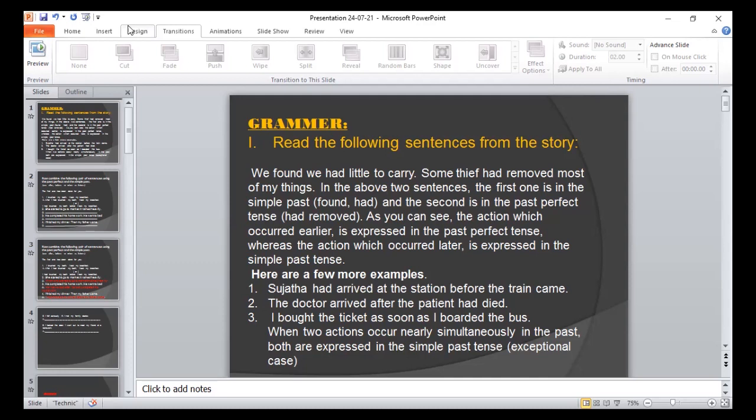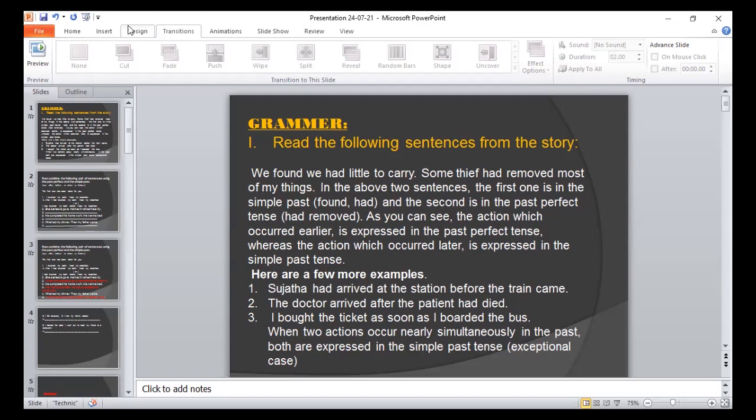Here, in the above two sentences, the first one is in the simple past: found, had. And the second one is in the past perfect tense: had removed. As you can see, the action which occurred earlier is expressed in the past perfect tense, whereas the action which occurred later is expressed in the simple past tense. Here, had removed is written in the past perfect tense, and here, we found is written in the simple past. The first one is the simple past and the second one is the past perfect tense.